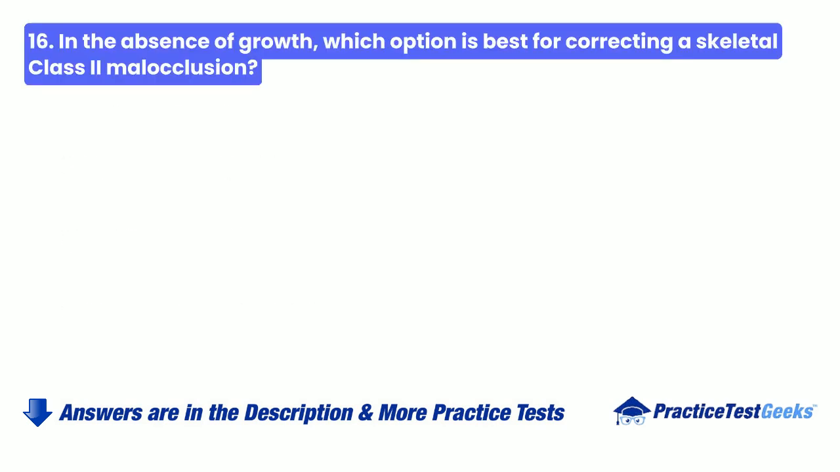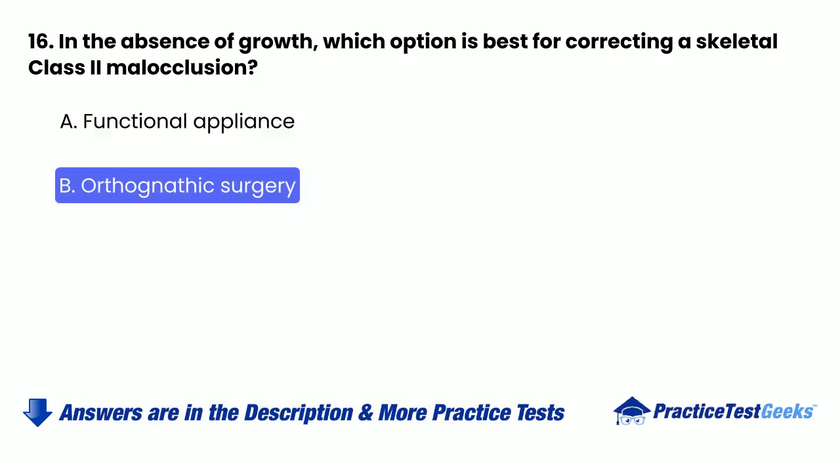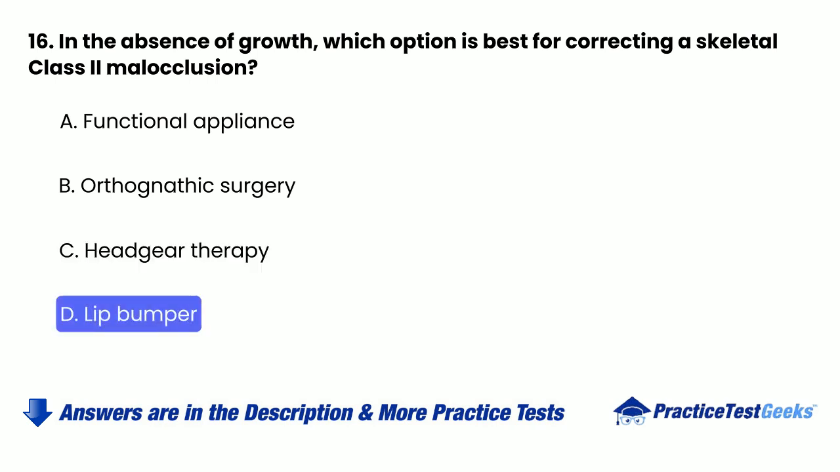16. In the absence of growth, which option is best for correcting a skeletal Class 2 malocclusion? A. Functional appliance. B. Orthognathic surgery. C. Headgear therapy. D. Lip bumper.